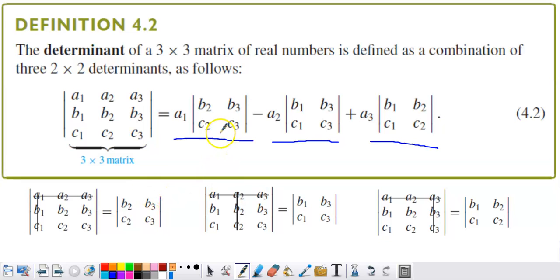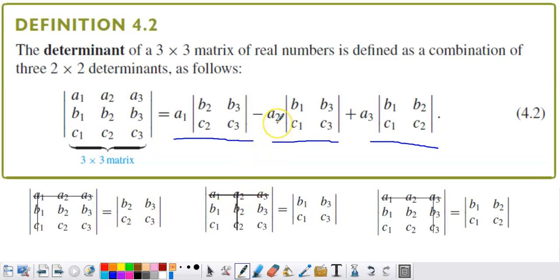The thing you'll notice about the 2x2 determinants within each of these calculations is this: if you take this coefficient, A1, and cross out the row for A1 and the column that A1 sits in, you'll notice that the 2x2 determinant that sits here is what we have left down in the lower right-hand corner of this bigger 3x3 determinant calculation.